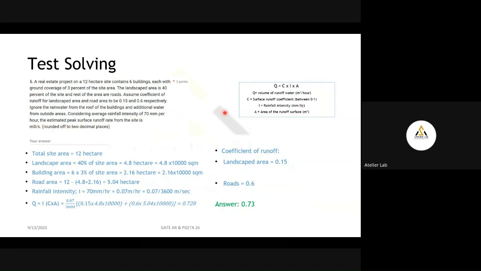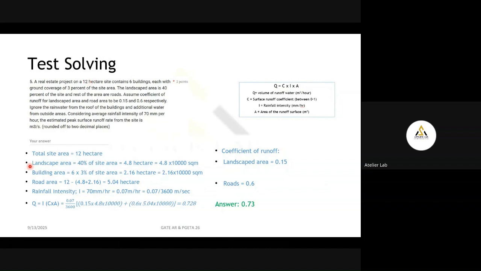So the equation, we know there is only one equation to find out the volume of runoff, which is Q equals CIA. So we need all these factors: C, which is the coefficient of runoff, intensity is given, and area is also given. So we start with the total site area, given as 12 hectares. We need to calculate the runoff from the landscaped area and the road area, because they have told us to ignore the rainwater from the roof of the buildings. So the building area has to be deducted from this 12-hectare site.